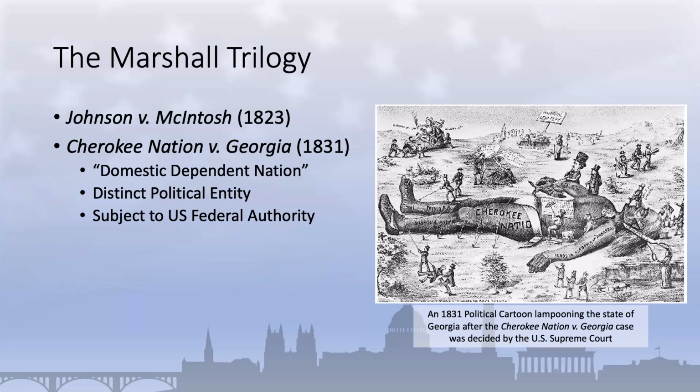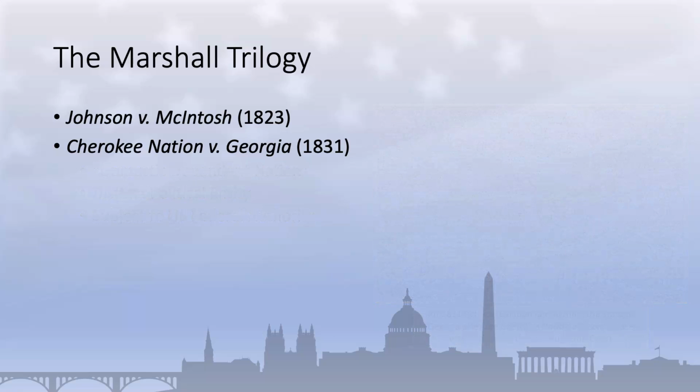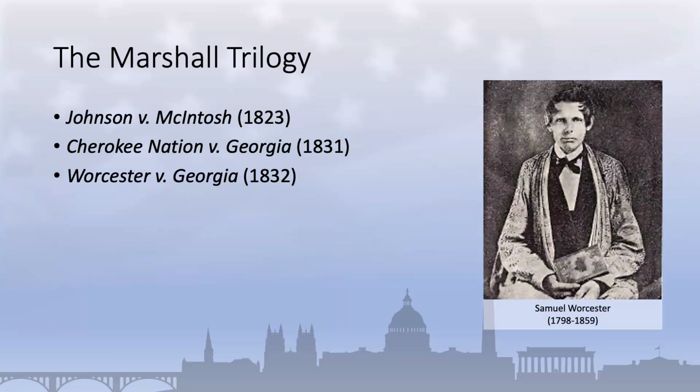Less than a year later, the third and final case in the Marshall Trilogy was heard. That case, Worcester v. Georgia, centered on a dispute between the state of Georgia and a non-Native American missionary, Samuel Worcester, who had been arrested for living on Cherokee land without a state license. Worcester argued that Georgia's laws did not apply on Cherokee land because the Cherokee Nation was a sovereign political entity with its own laws and institutions.